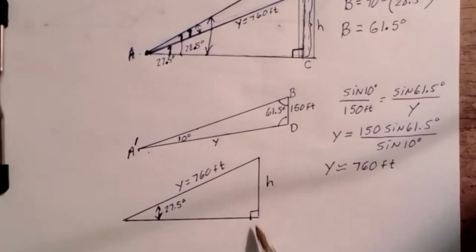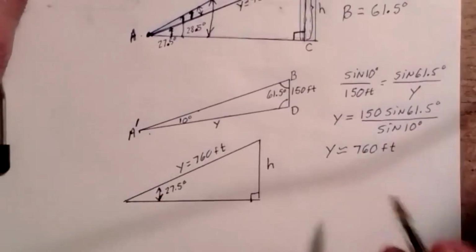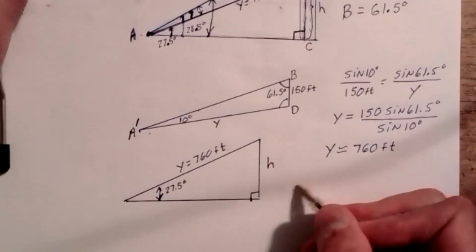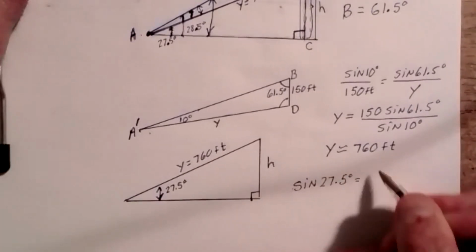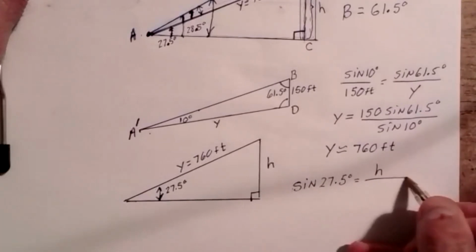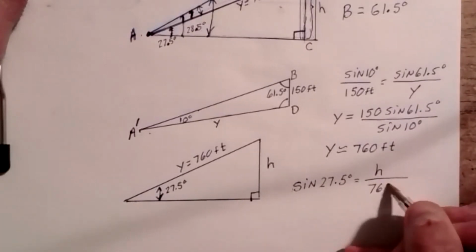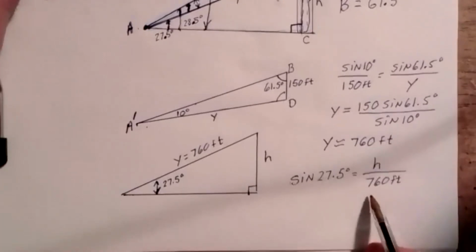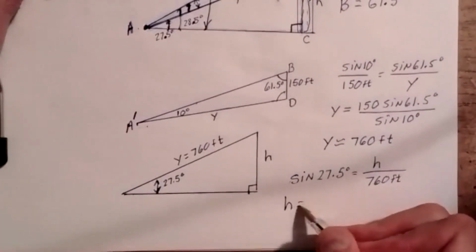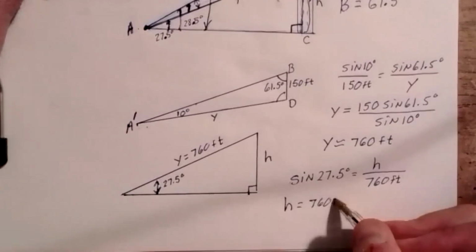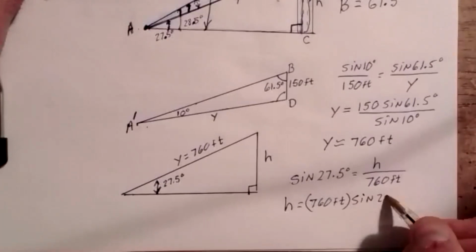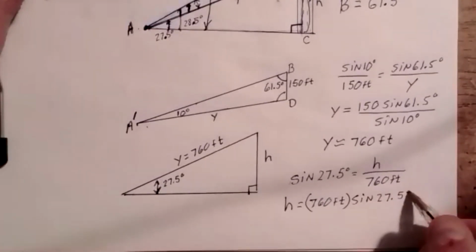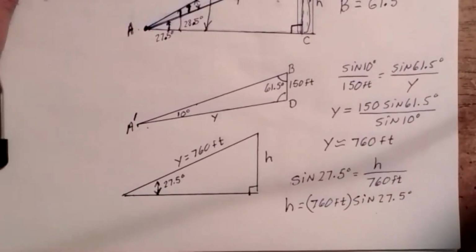We can now find the height of the building using a traditional trig function because we have a right triangle. To find the height, we take the sine of 27.5 degrees, which is equal to the opposite side, the height of the building, over the hypotenuse, 760 feet. Now we can easily solve: the height of the building is 760 feet times the sine of 27.5 degrees.